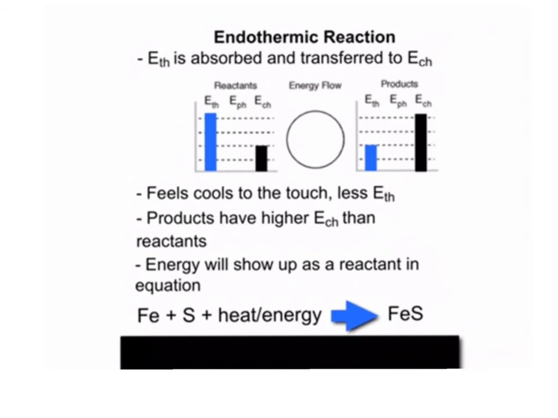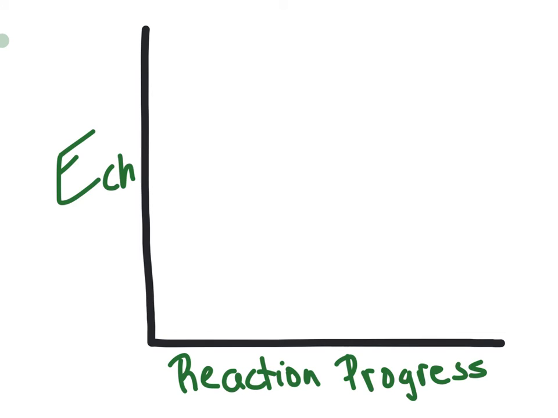We need some heat, some extra energy, to be able to make this process happen. Now, looking at the same chemical energy and reaction progress chart that we looked at for an exothermic reaction, when we look at an endothermic reaction, we're going to start with a little less energy with our reactants. So, like the slide before, the reactants have less energy than the products do in an endothermic reaction.